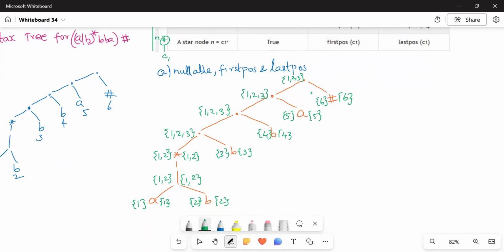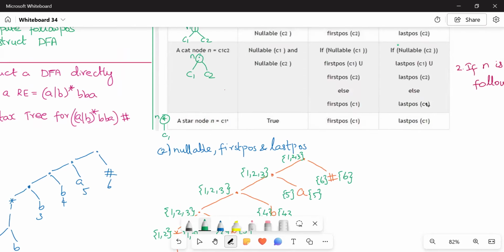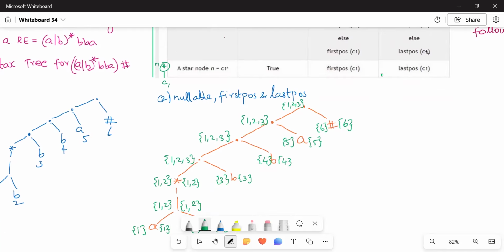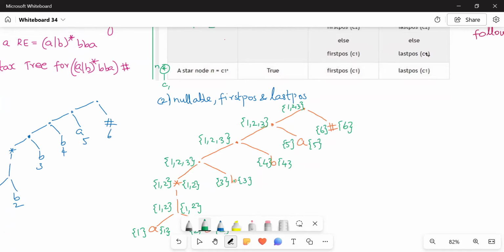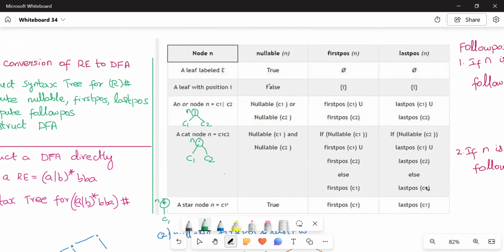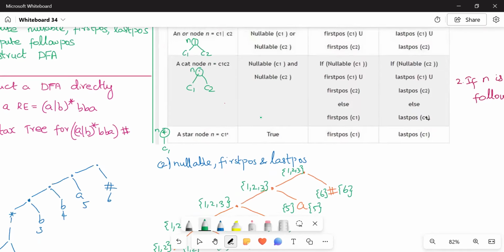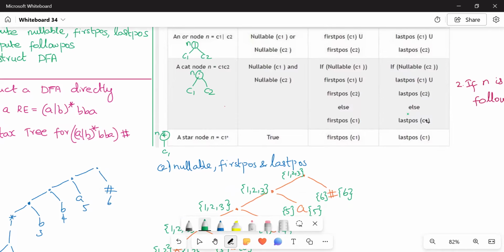If you want to find last position for cat node, we need to check whether nullable of C2 is true. If nullable of C2 is true, we need to apply this, else we need to apply this. So we have to check whether nullable of C2 is true. For this cat node, this is C2. We know that a leaf labeled with position i is not nullable. It is false, so since it is false, else part is applied.